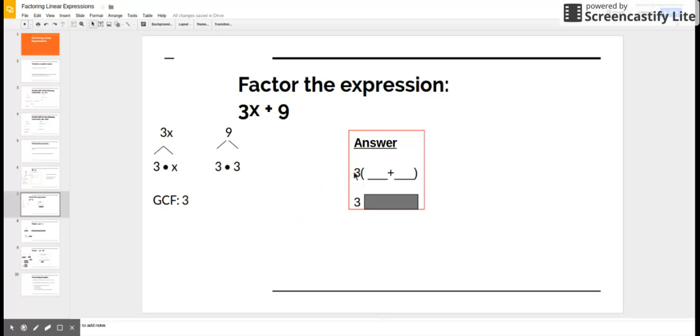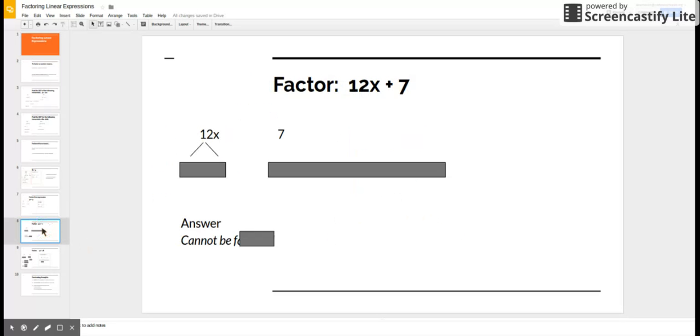Okay, so once you pull out a 3, you need to think: 3 times what gets me 3x? Well, 3 times x gets me 3x, right? Here you need to think: 3 times what number gets me 9? 3 times 3 gets me 9. So your answer is 3 parentheses x plus 3.